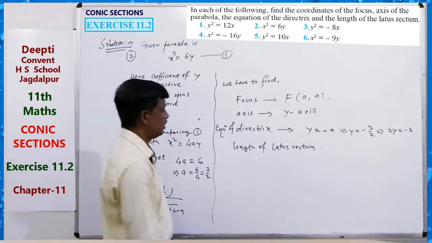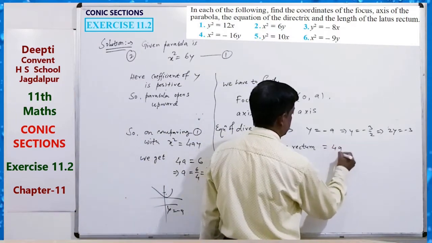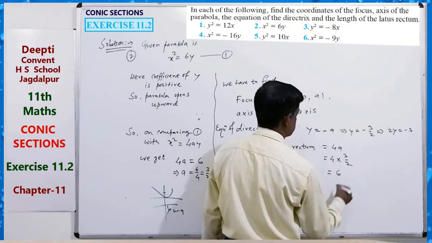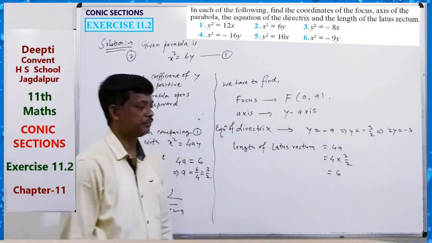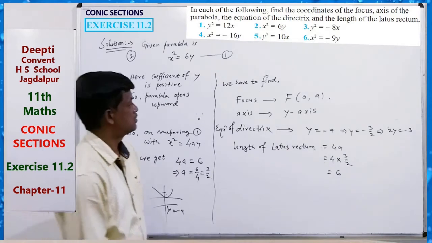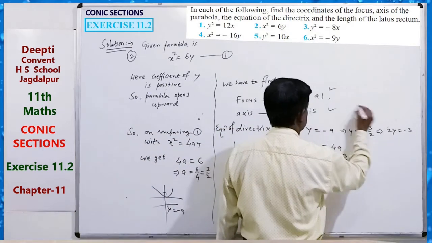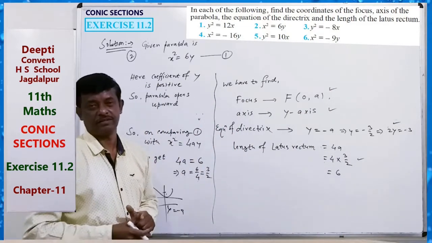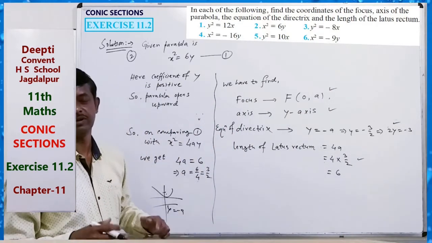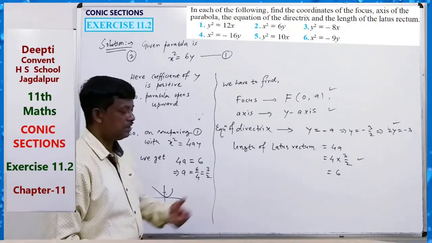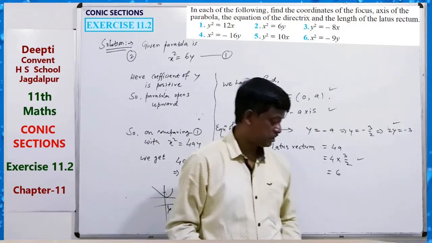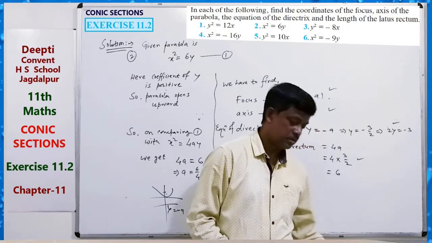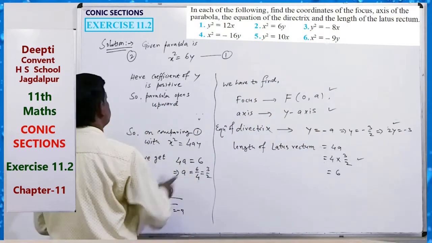Okay. And latus rectum is 4a. That is 4 into 3 by 2. So 6. Clear? 6. So these 4 are answers. So just remember the format of the parabola: upward, downward, left side, right side. Similarly, you can do questions 3, 4, 5, 6. Okay. So just do it yourself.